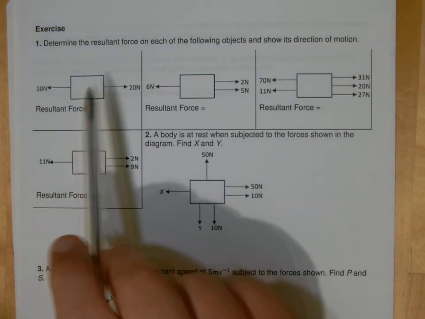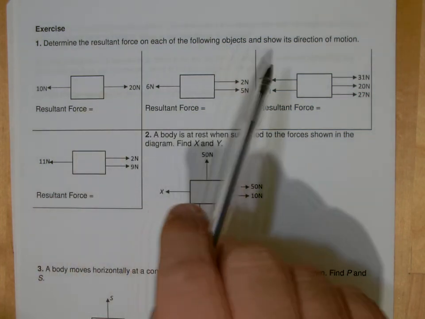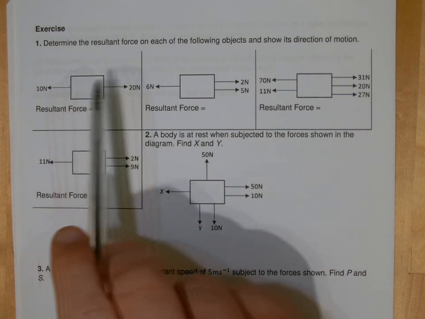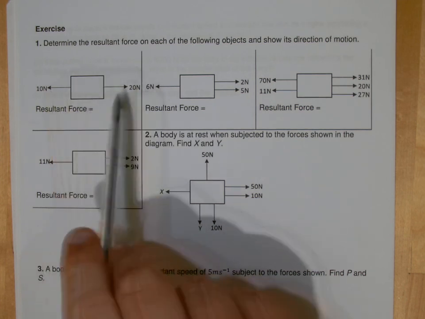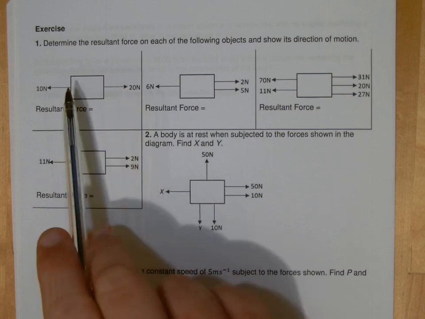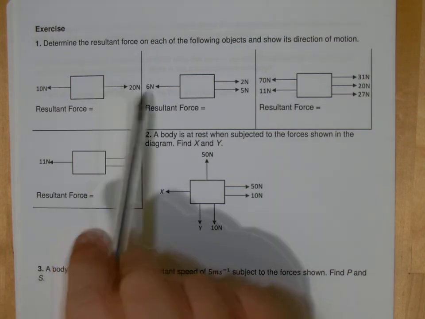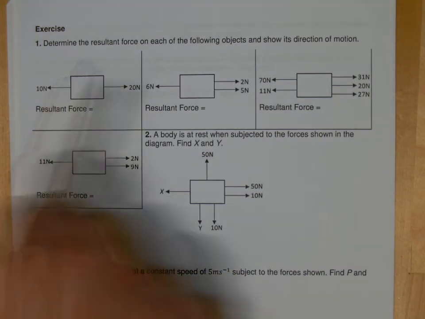Okay, so determine the resultant force on each of the following objects and show its direction of motion. So in this case here, we have got 20 newtons pulling that way and 10 newtons in the opposite direction. Okay, so clearly there's more force going this way. Okay, so it's going to be moving to the right, yeah?